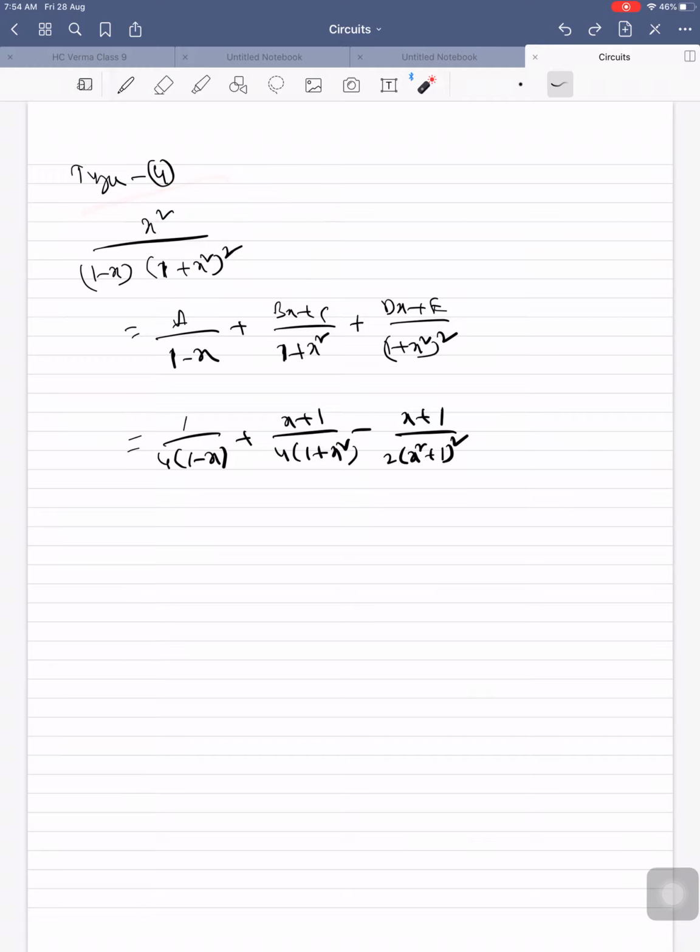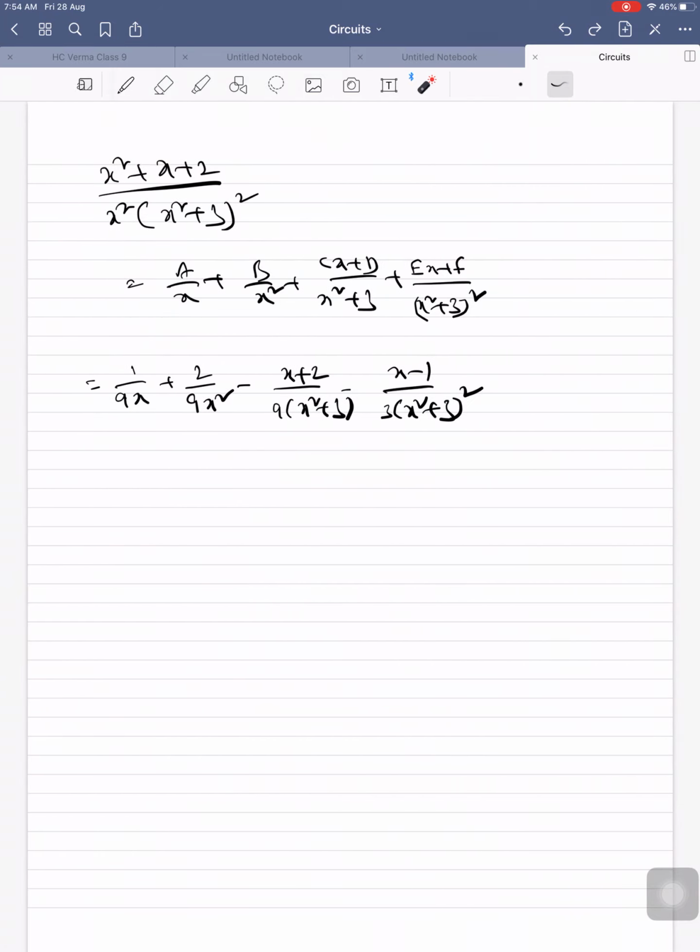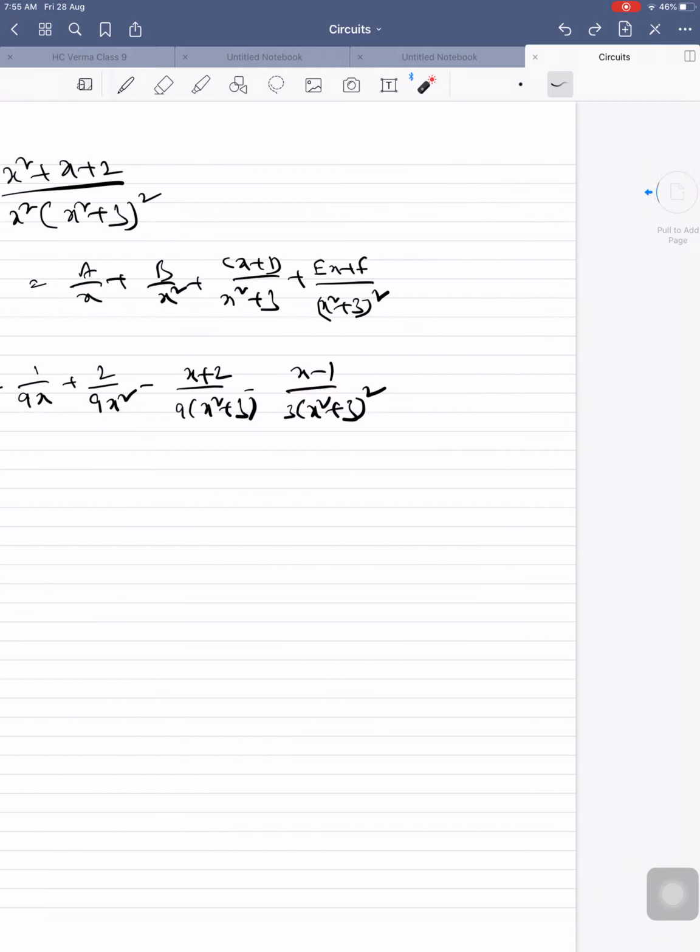Type 4, x square by 1 minus x, 1 plus x square whole square. So go and find a, b, c, d, e. Here also, a, b, c, d, e, f. I am giving this problem for you to do, to make you perfect.